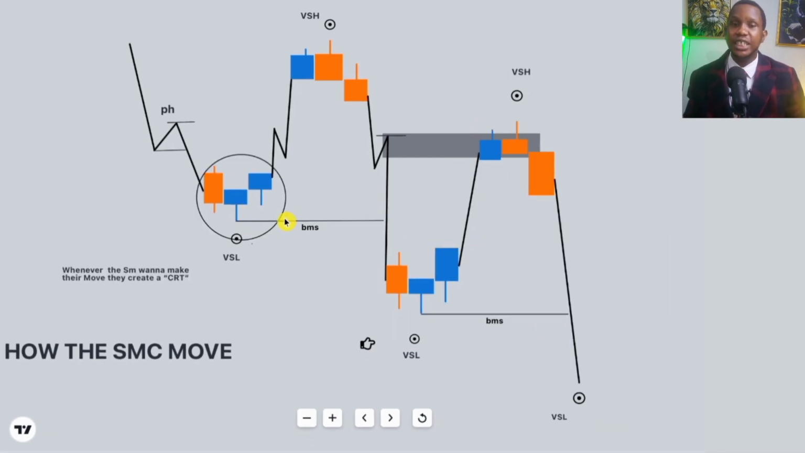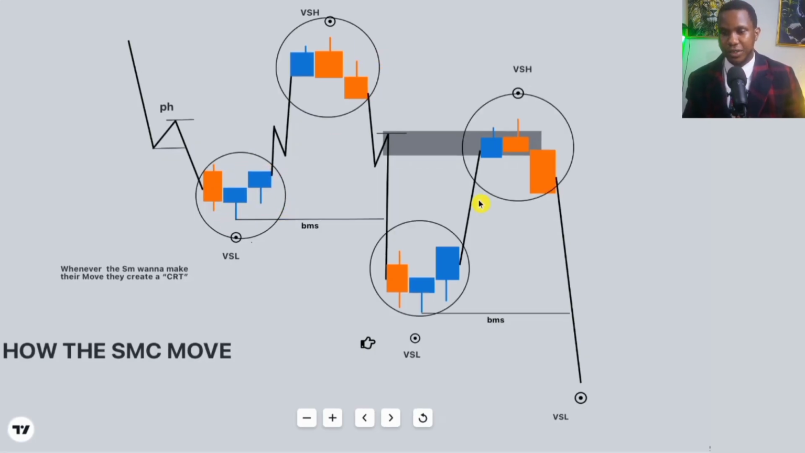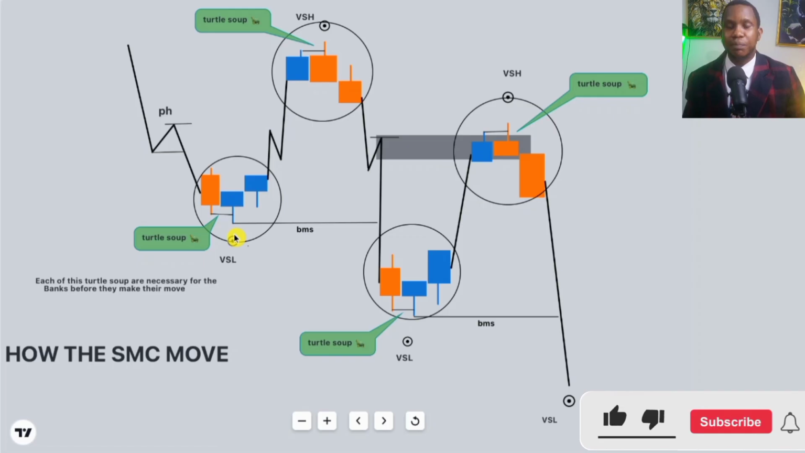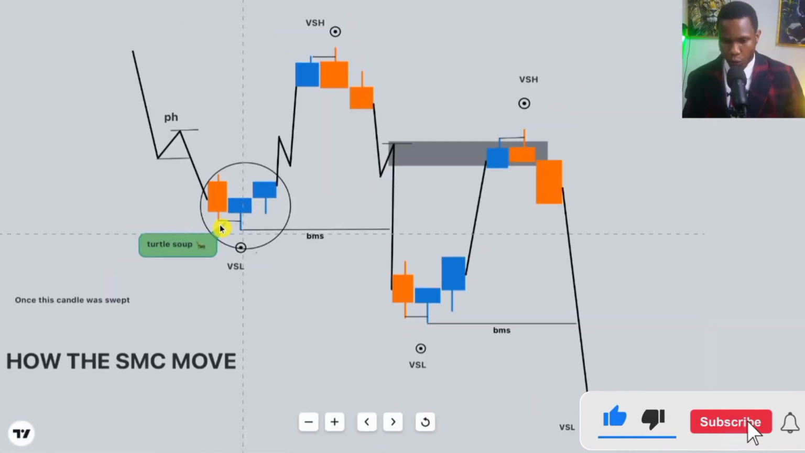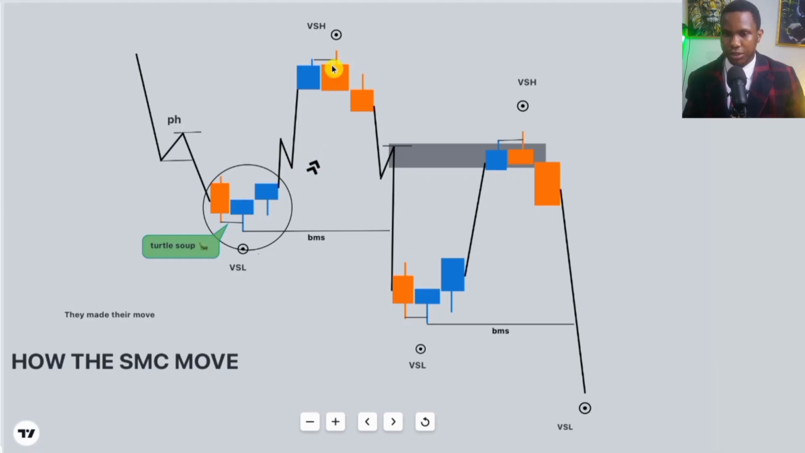And can you see whenever the smart money want to make their move, they create what? A CRT. Look at it here, look at it here. It's necessary for the banks before they make their move. Once this our one stupid candle was swept here, can you see we pushed up? Can you see again? We swept it and we pushed down.